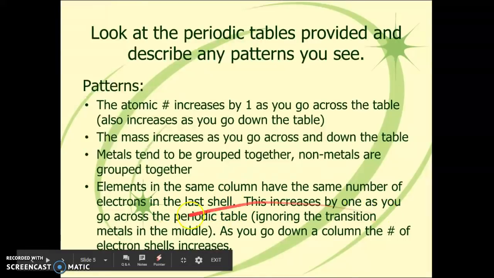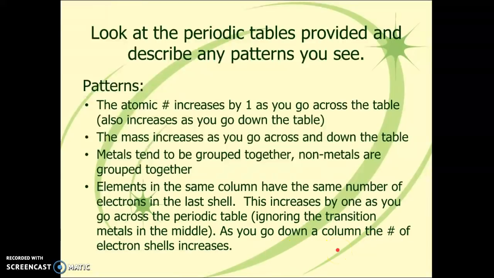This increases by 1 as you go across the periodic table, ignoring the transition metals in the middle, and as you go down a column, the number of electron shells increases. Alright, so this is something that's going to be kind of important right now. You just need to write that down. So pause if you need to, but I'm going to move on.